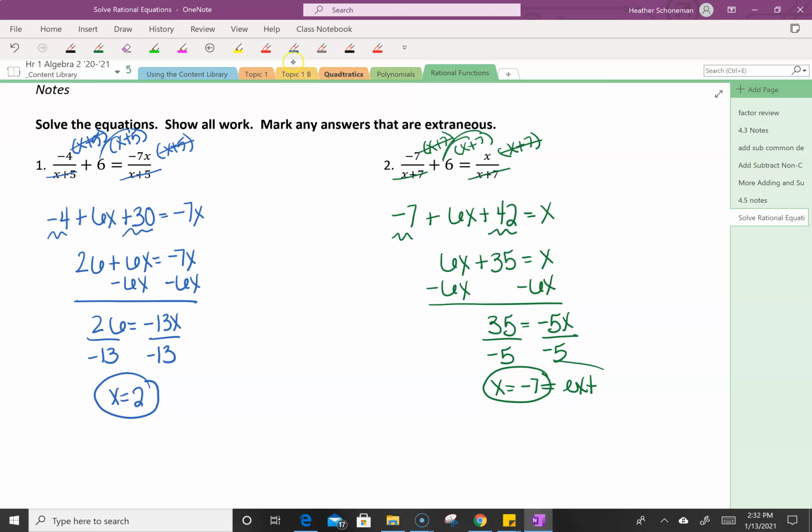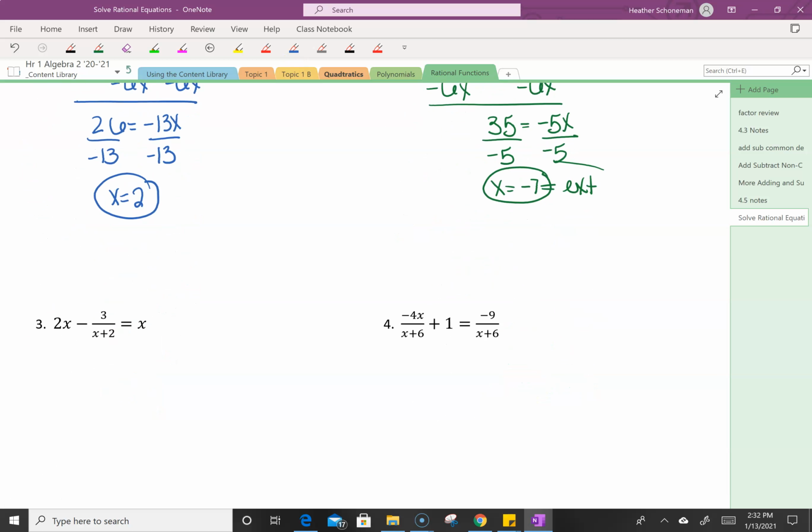All right, let's try this again. Number 3. Again, I want to solve, to clear the fractions, and the only denominator I have is x plus 2. So I'm going to multiply each term by x plus 2.